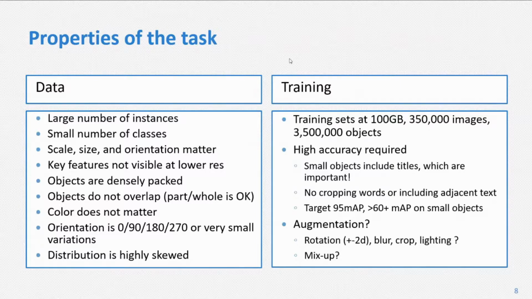Key features can be pretty small, actually. Things like footnotes or small running titles, as you find in journal articles. And they sometimes disappear at lower resolution, so that's important for training. The objects are quite densely packed. They have some interesting properties.